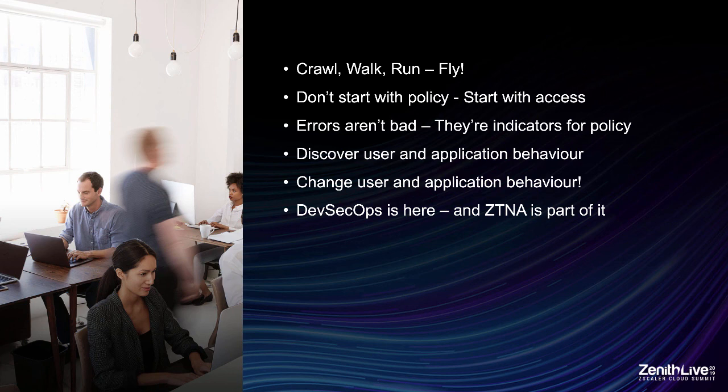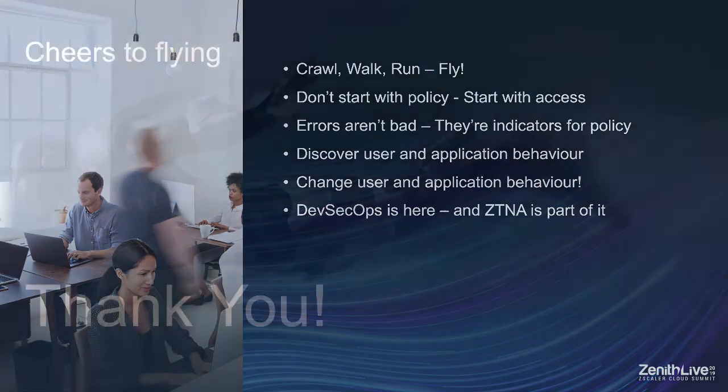DevSecOps is here. And Zero Trust Network Access is part of it. We can start to build Zscaler Private Access, the connectors, the application access into our DevSecOps process. And really start to embrace this and enable and empower our developers to build security and access into those templates that they're building out in their applications, and enable you to develop an application and rapidly deploy it and provide it to your users in a secure way. And hopefully Zscaler Private Access is part of that journey.